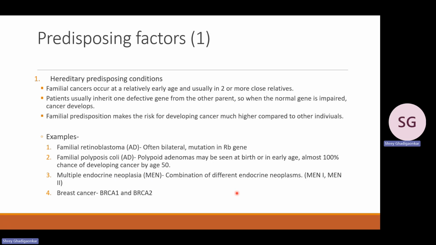These involve polypoid adenomas, and they may be seen at birth or an early age. In these patients, they usually have a colectomy, which is where they remove a good portion of the colon, and that's because they have an almost 100% chance of developing cancer by age 5. The third one is multiple endocrine neoplasia. These involve a combination of different endocrine neoplasms. For instance, you may have the pituitary gland, the parathyroid gland, the adrenal gland, as well as the endocrine pancreas involved. And finally, you have breast cancer, as you guys know, with the pretty popular genes BRCA1 and BRCA2.